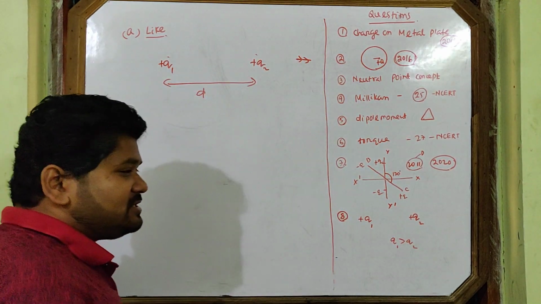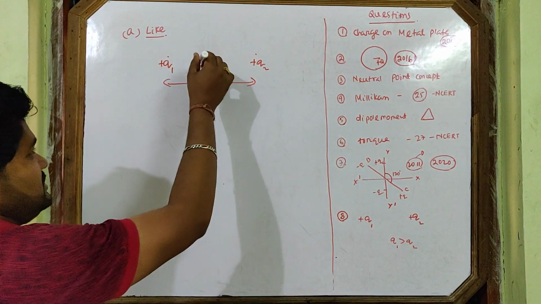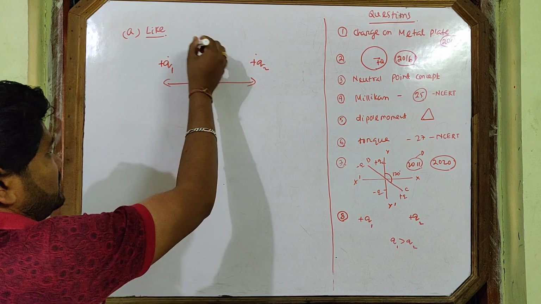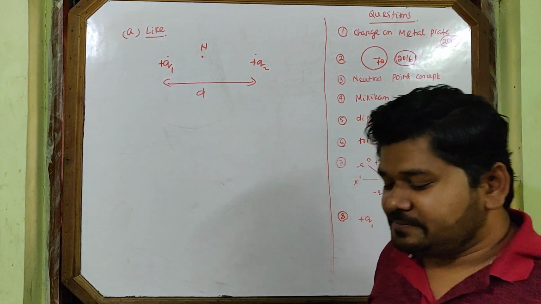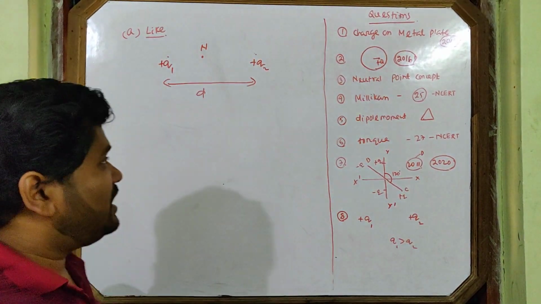So there is no chance of cancellation. The neutral point will be somewhere here. The neutral point lies somewhere here. Okay, so now let us see how.